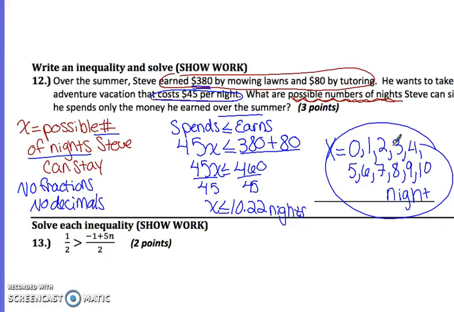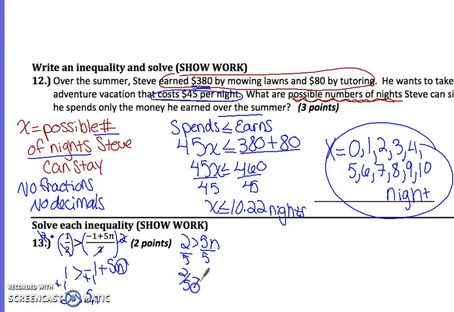For number 13, the first thing I noticed is I didn't like that fraction of 1/2. So I'm going to multiply both sides by 2 because that's my least common multiple. My 2's cancel, and I'm left with 1 is greater than -1 plus 5n. Oh, now it's a lot easier. Add 1 to both sides, and you get 2 is greater than 5n. Divide both sides by 5, and you get 2/5 is greater than n, which means n is less than 2/5.